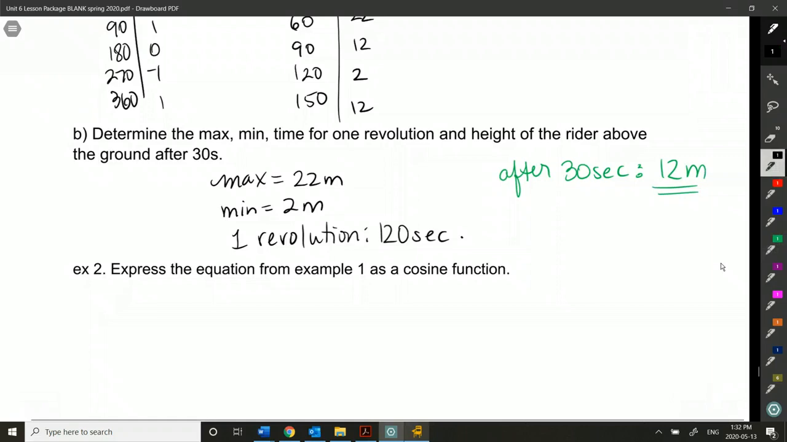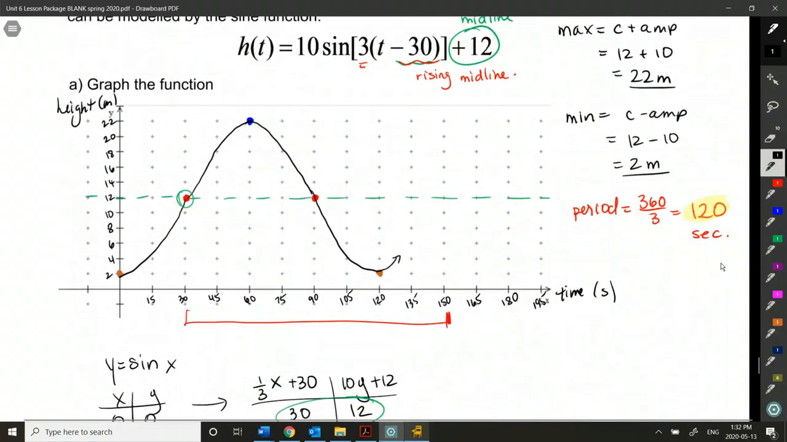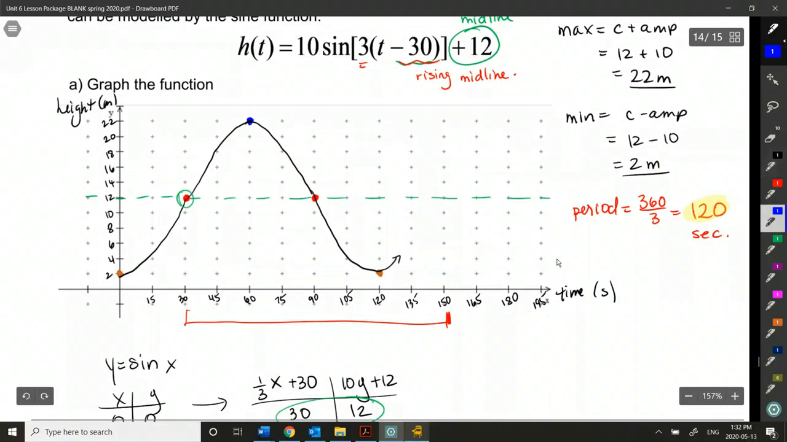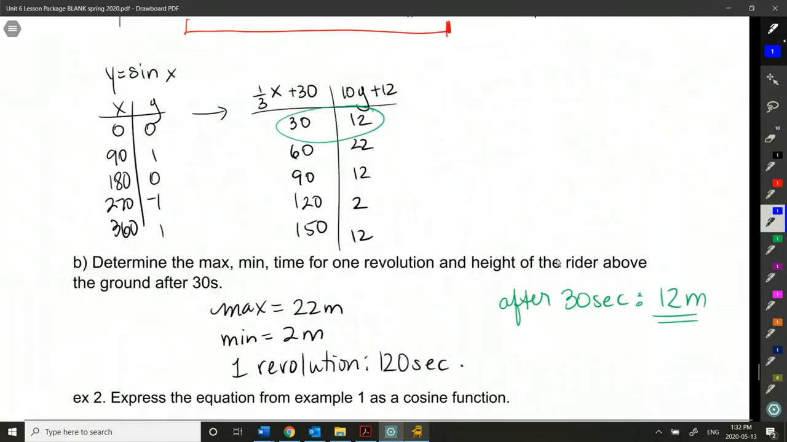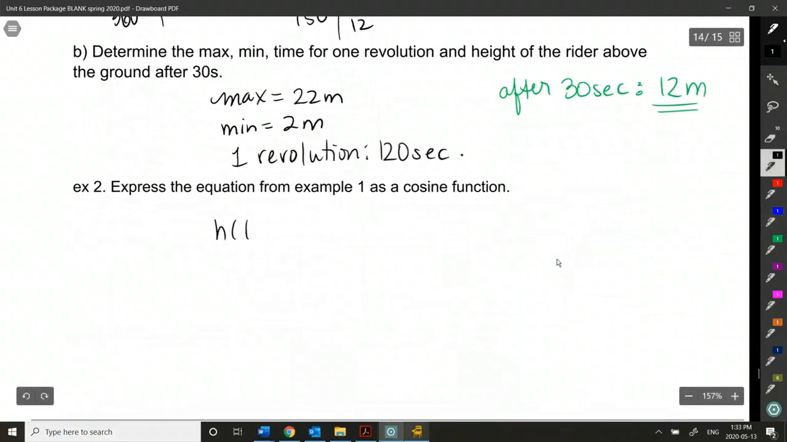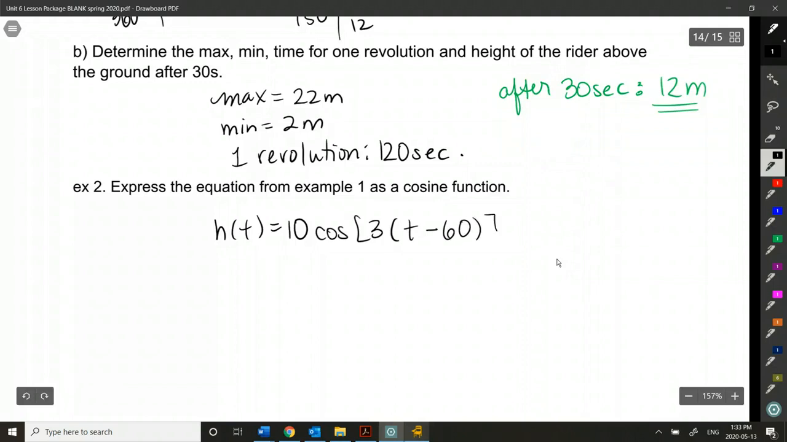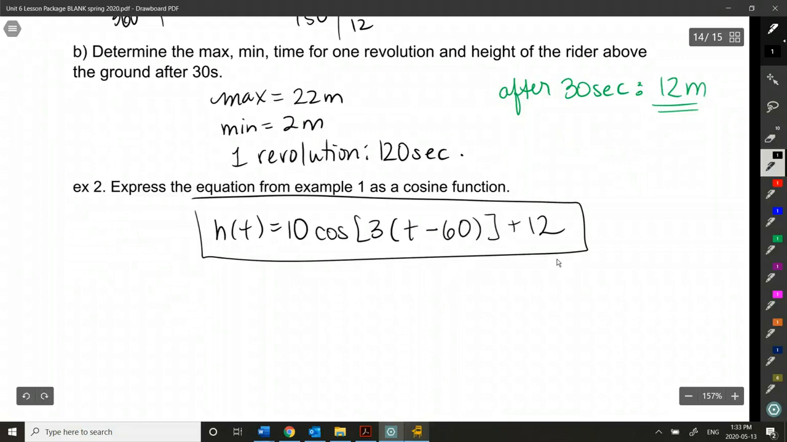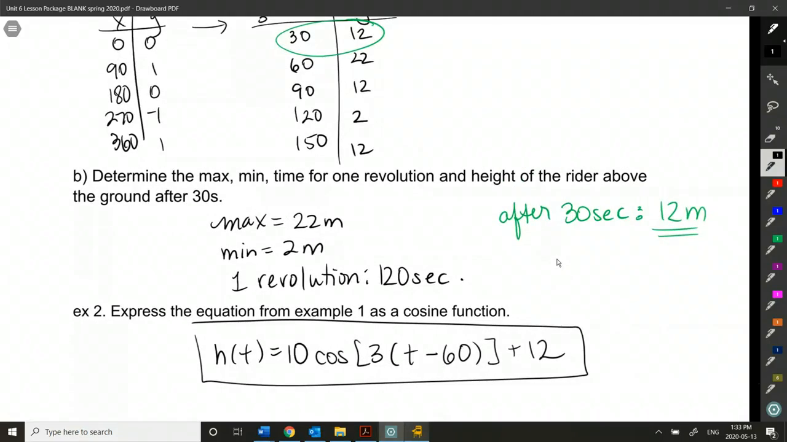Okay, express the equation from example 1 as a cosine function. So this is h at t. Remember, to change into a cosine function, all we need to do is find the location of the maximum. And we can see that that occurs 60 seconds to the right of the y-axis. So I'm going to keep my sine function the same, except I'll change it to a cosine function. And then I'm going to change the shift to negative 60 here. There we have it.